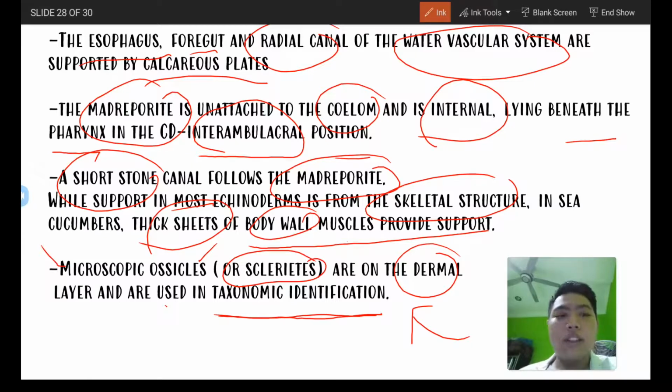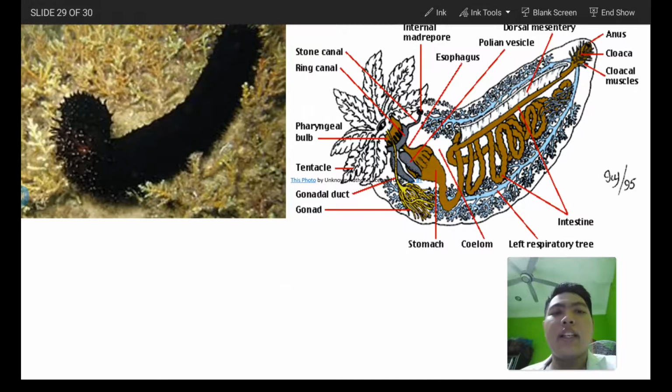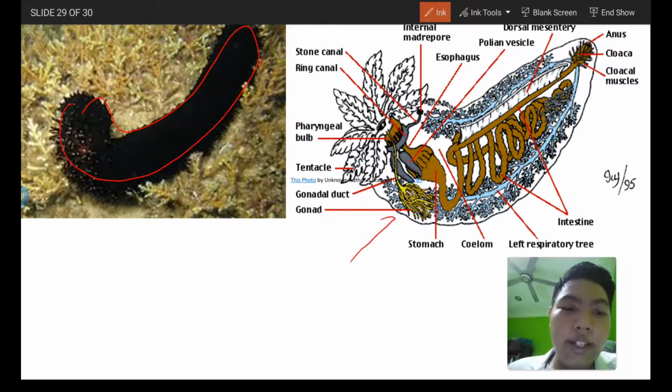So this is a sea cucumber. Okay, so this is the gonad. This is the stomach. This is what we call the column. This is the madreporite. These are the internal organs.